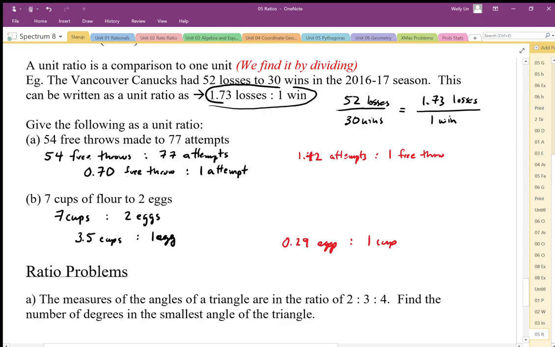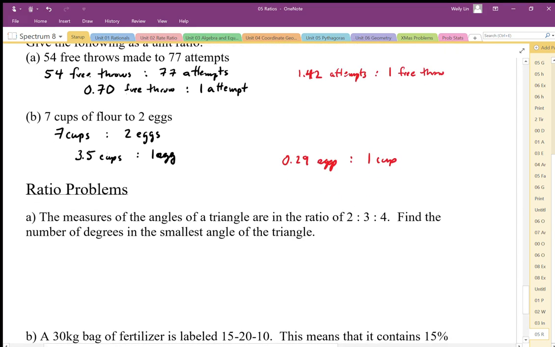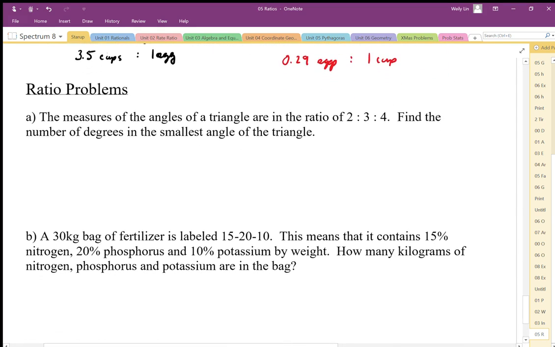Okay, so unit rates, we find unit rates by dividing. They are our multiplier and divisors in our rate problems. And we have to be clear on the direction because we can write our unit rates in either direction. Okay, we can use, in this case, free throws per attempt or attempts per free throw. And those are the same rates, but just in different terms. So let's try a couple of these problems.